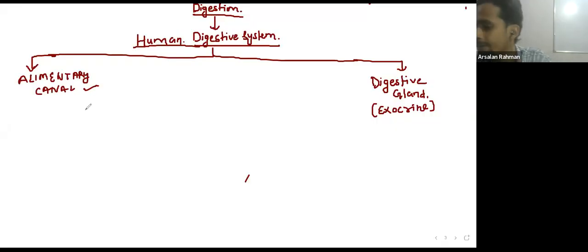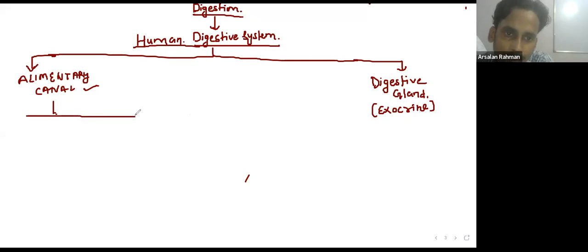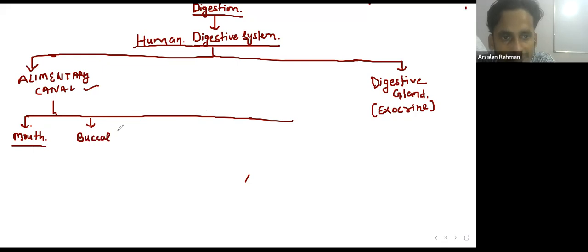Okay. We were talking about the alimentary canal. So I can divide the alimentary canal. Alimentary canal starts from where? Mouth. The first part of the alimentary canal is the mouth. Then it will enter into the buccal cavity. Another name for that is oral cavity. Buccal cavity or oral cavity.